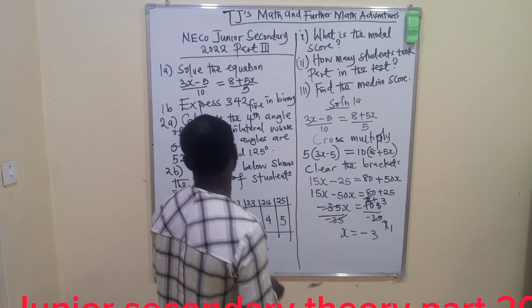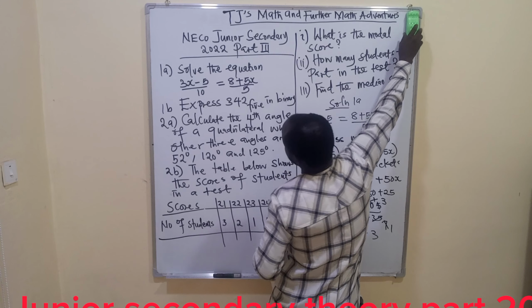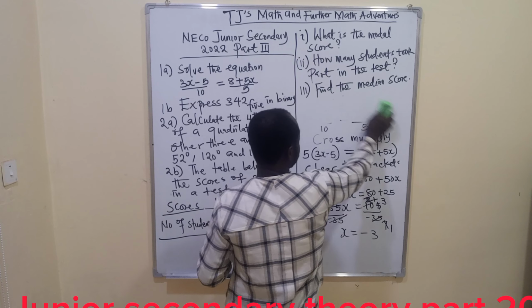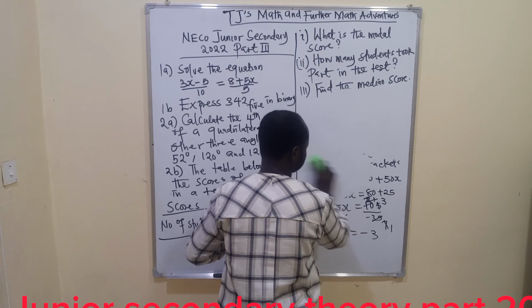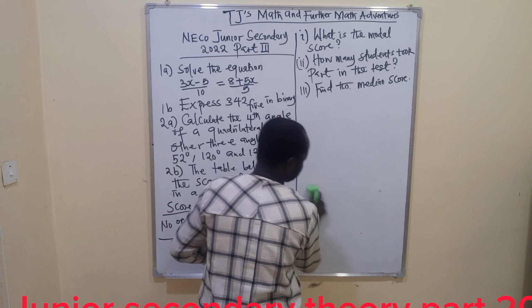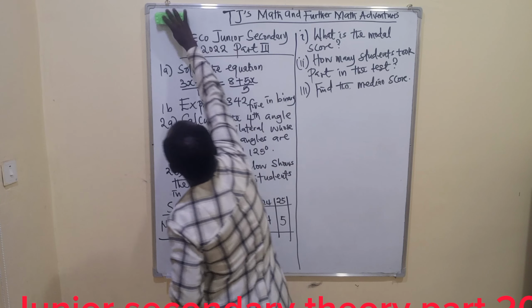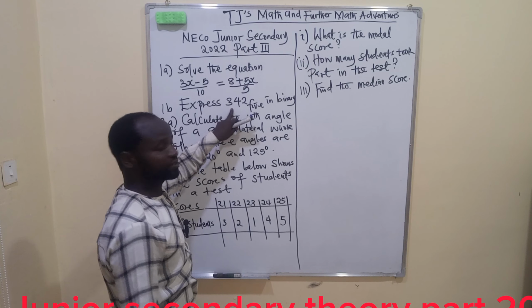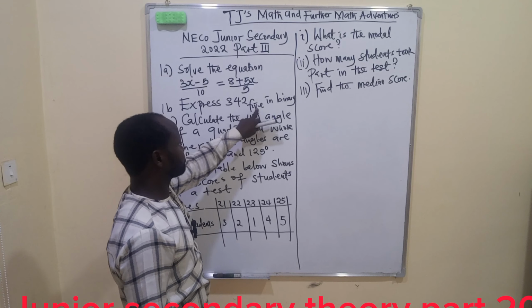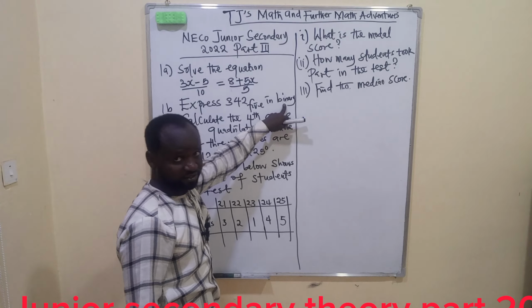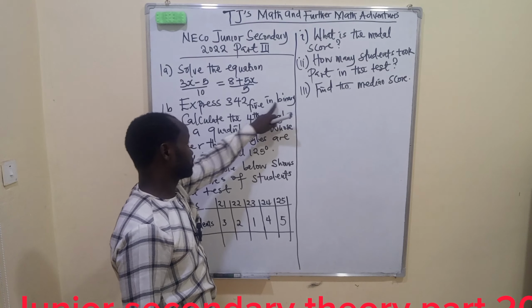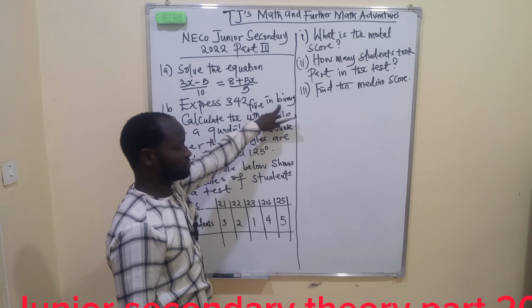Okay, let's move to 1b. Let's clean this so that we can solve 1b. The question reads, express 342 in base 5 in binary. Binary means base 2. So we are converting from base 5 to base 2.